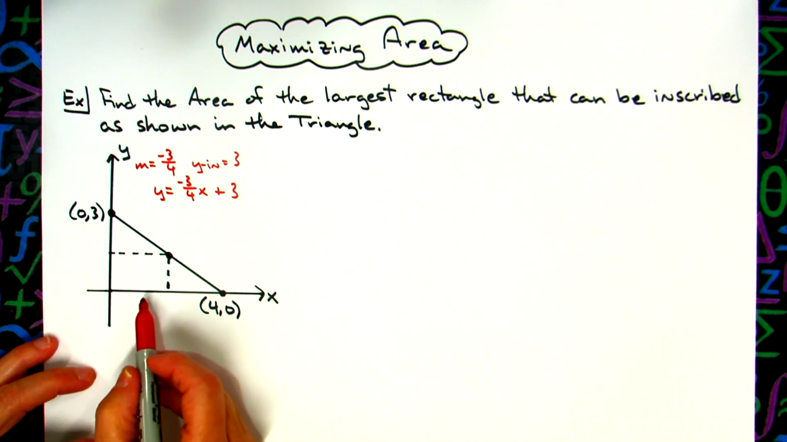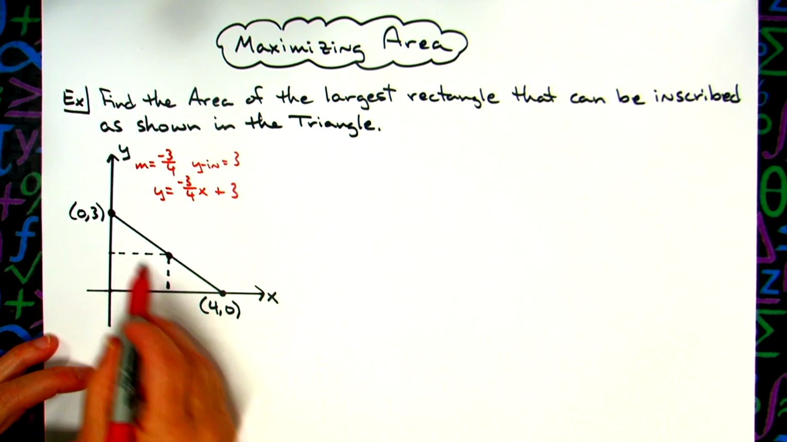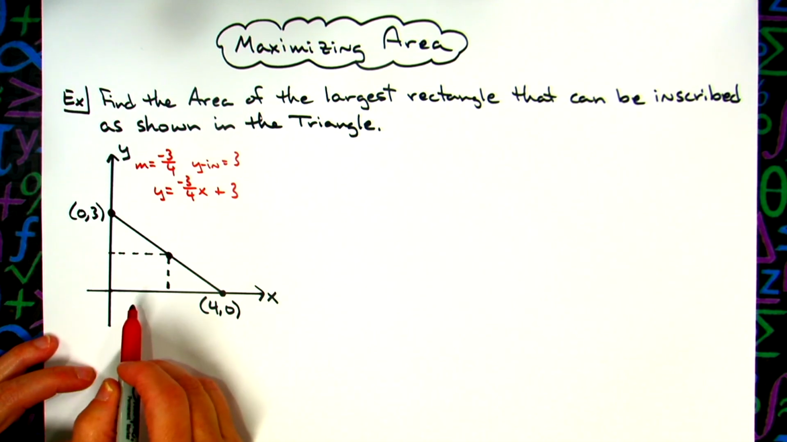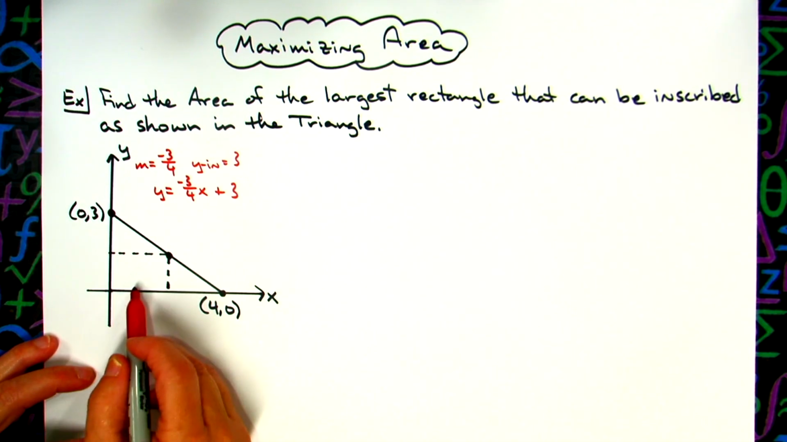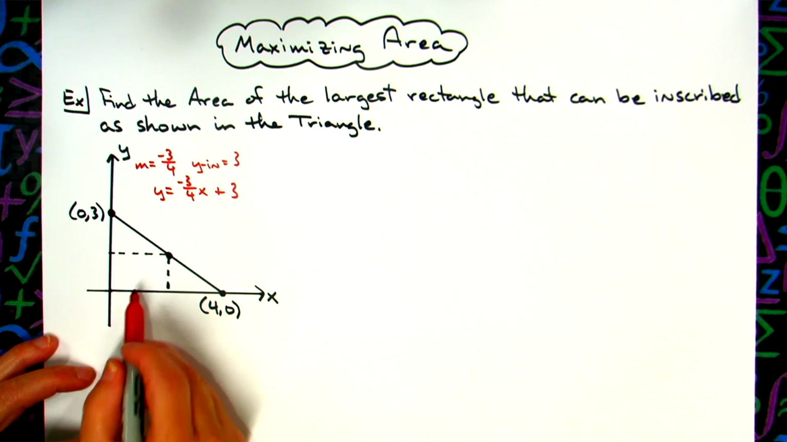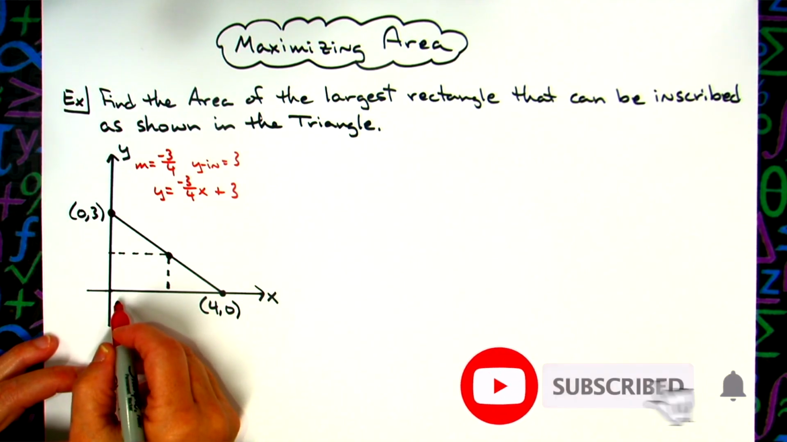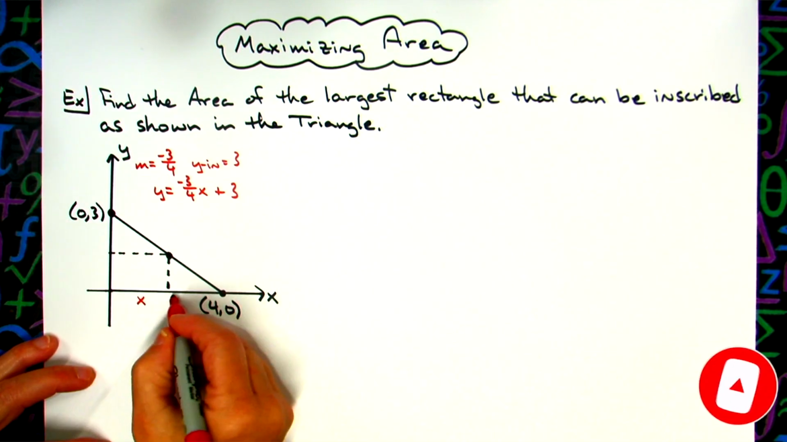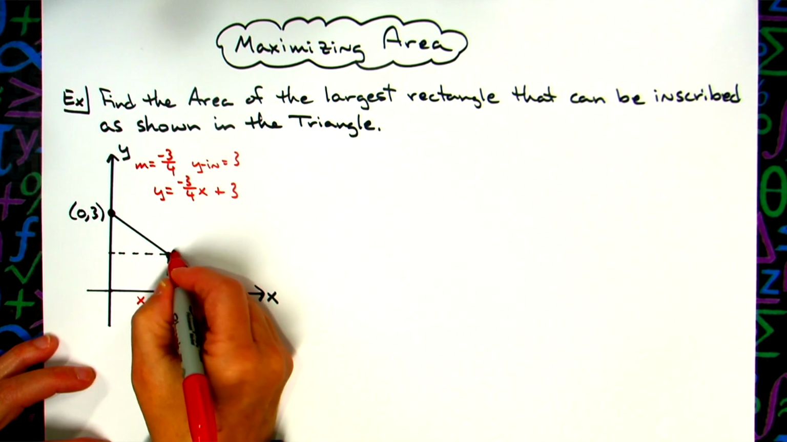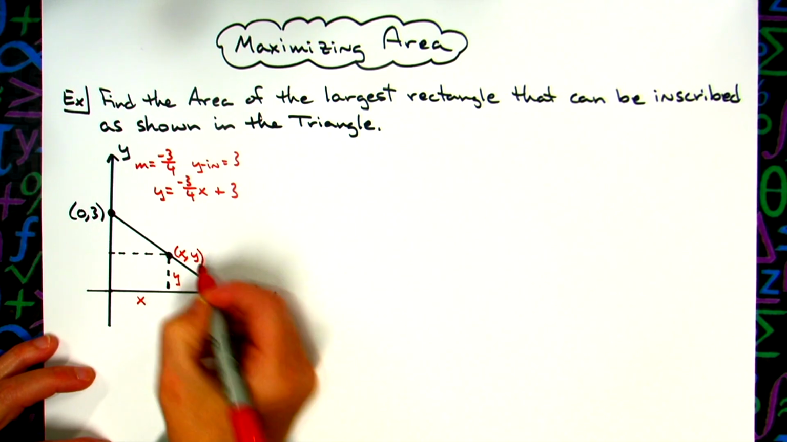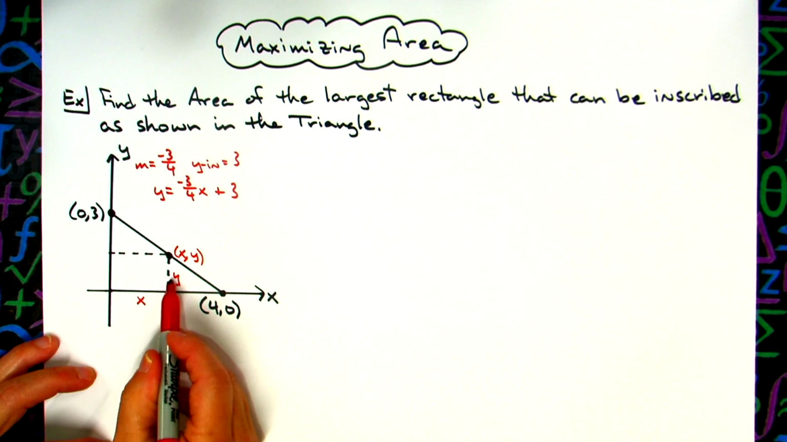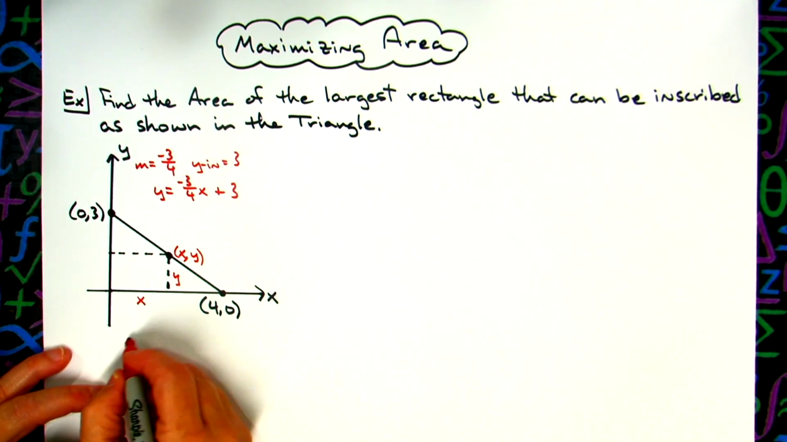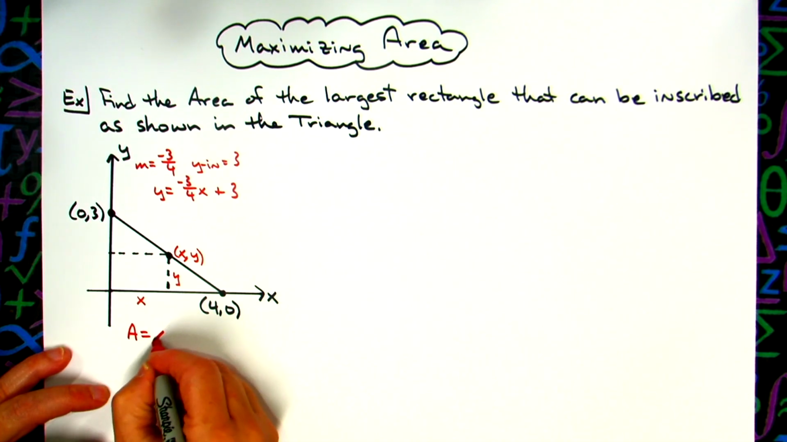Now the next thing I'm going to do is take a look at this rectangle. This point could move along this line, which would change the dimensions of that rectangle. We want the area of the largest rectangle, so I need to represent this generically. If this is some distance x and this is some distance y, then that point x, y corresponds. So x times y is going to be the area of that rectangle. So let's just do A equals x times y.